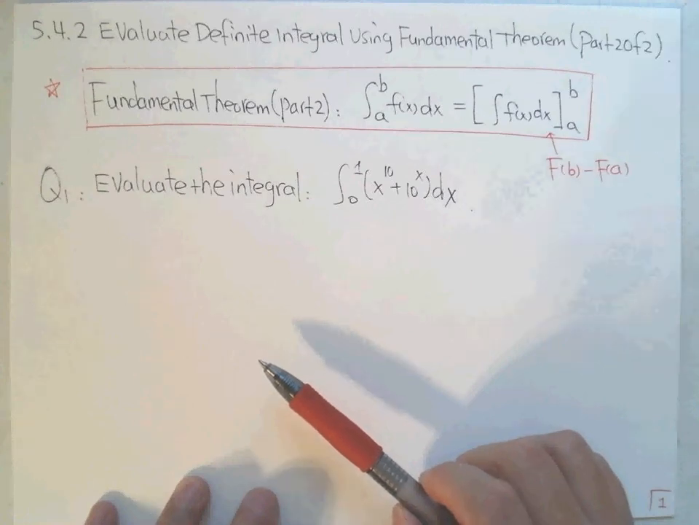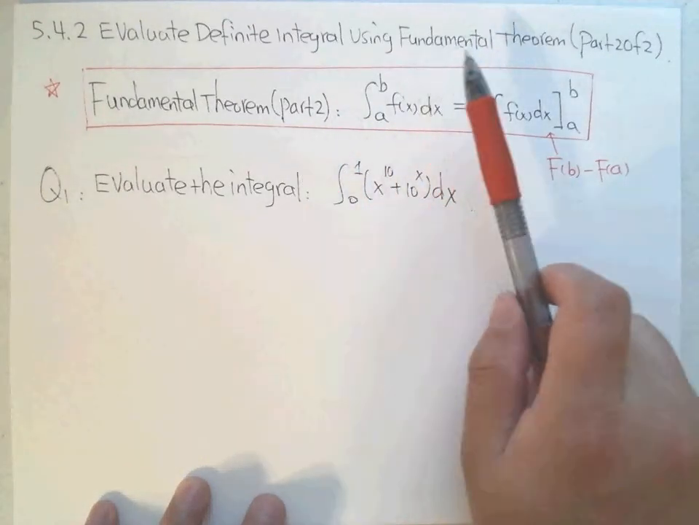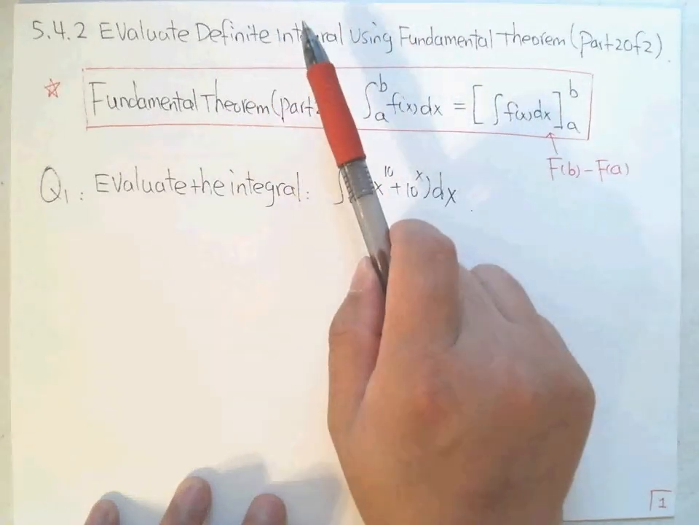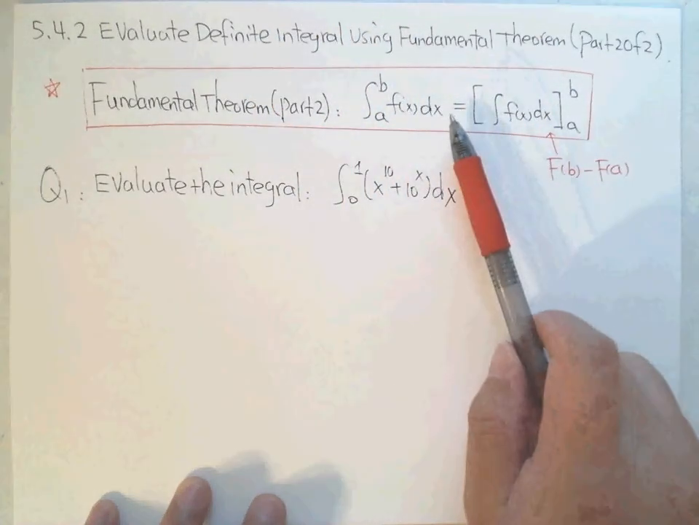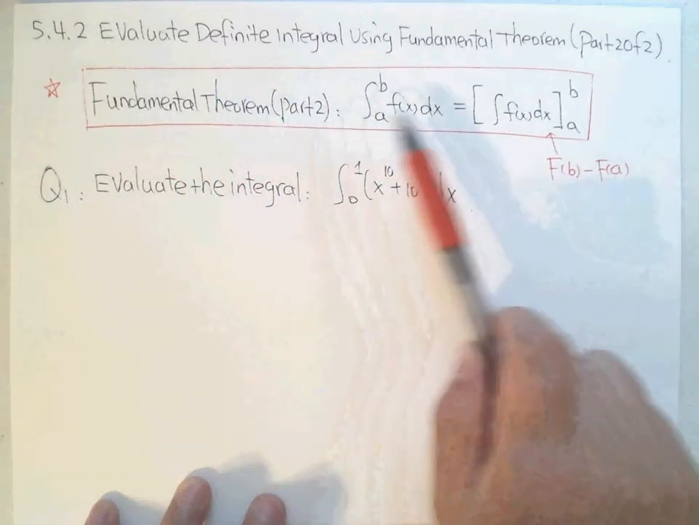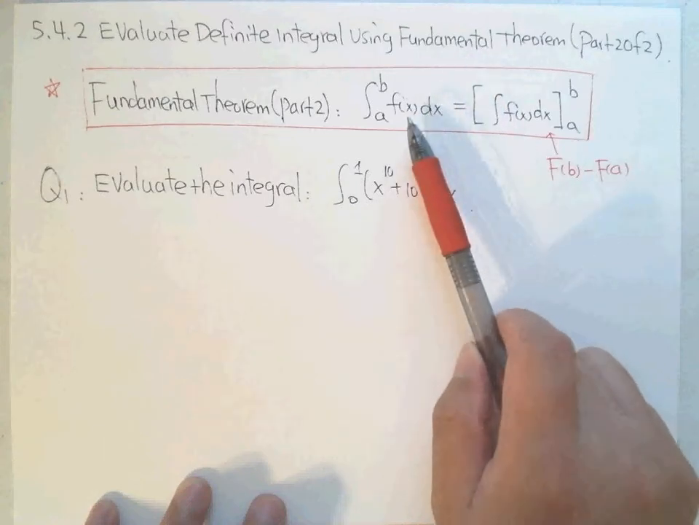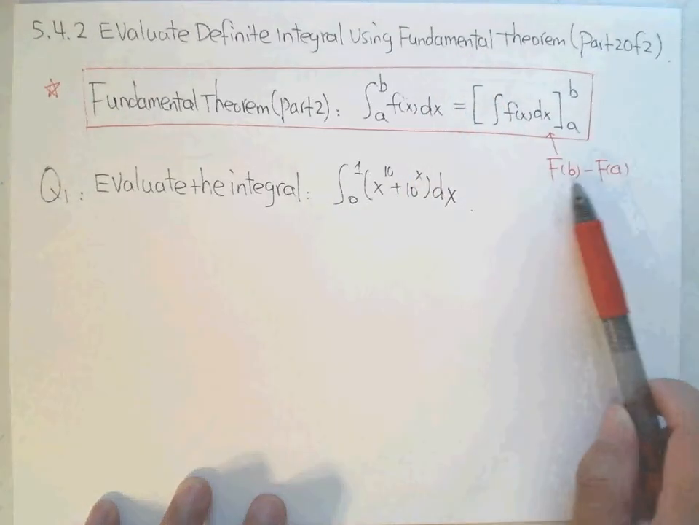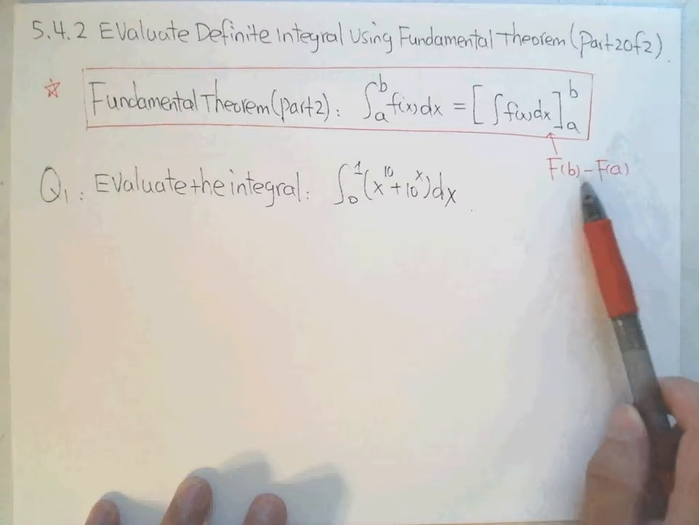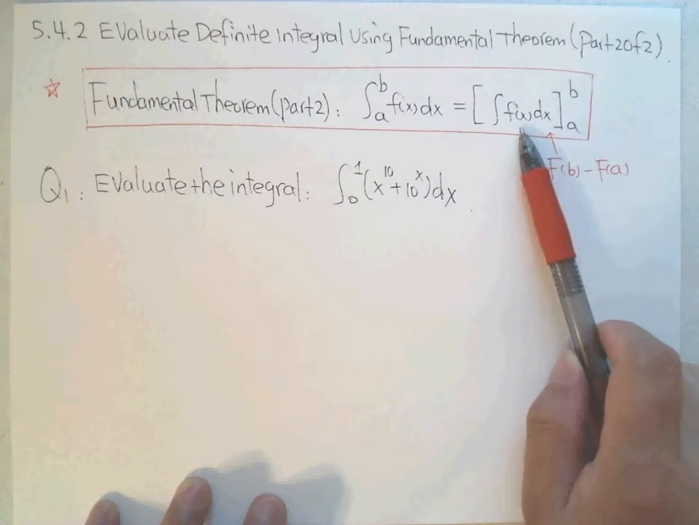In this lecture, we are going to use the fundamental theorem to evaluate the definite integral. However, we have another version of the fundamental theorem, part 2. How to find the definite integral of this? Remember, use F(b) minus F(a). What is F? It is the antiderivative. For the antiderivative, we have another notation. We call it the indefinite integral. So this is just the notation.